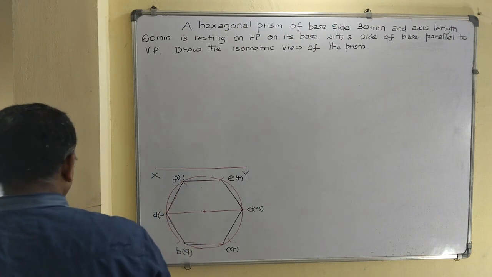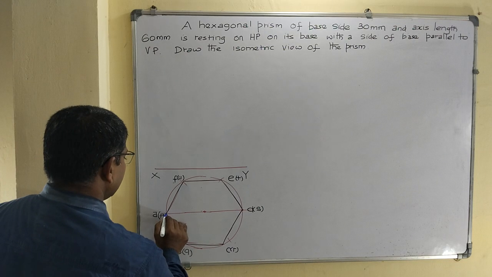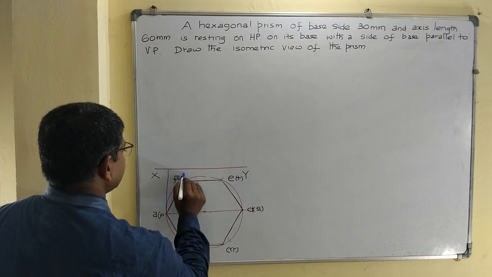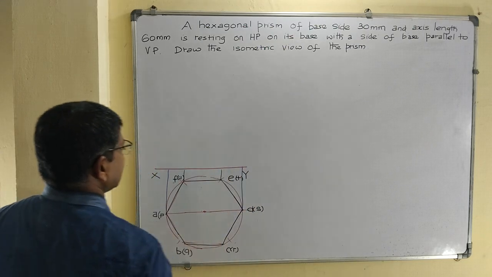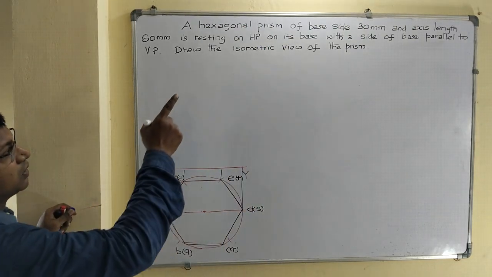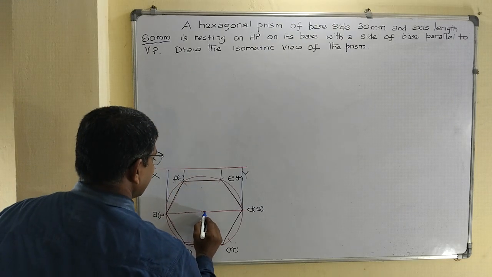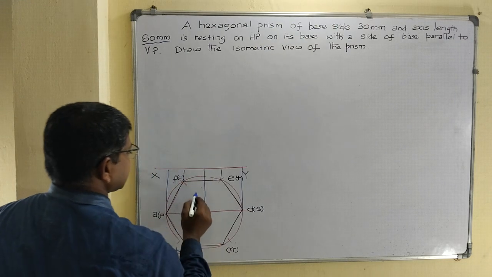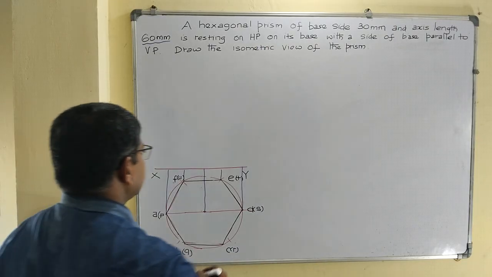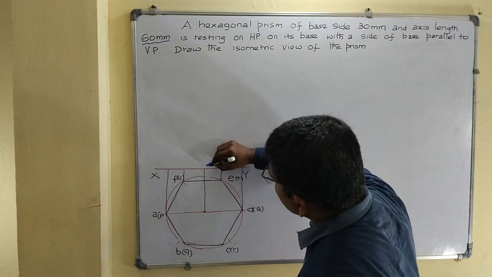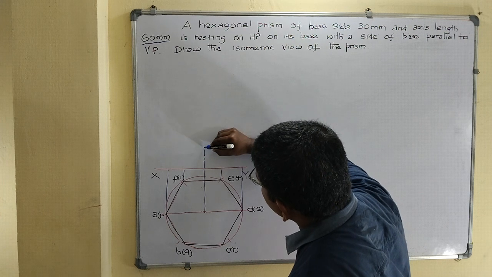Using a 2H pencil, draw the projection lines from the top. Our axis length is equal to 60 mm, so draw the axis line from the base. The height of the axis line is equal to 60 mm, so draw the axis line up to 60 mm height.